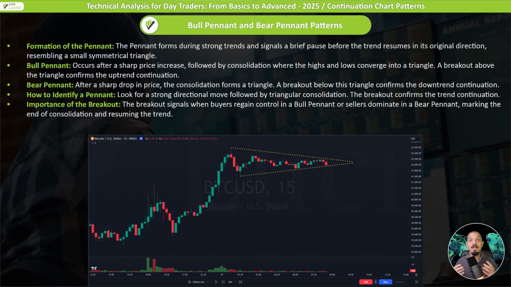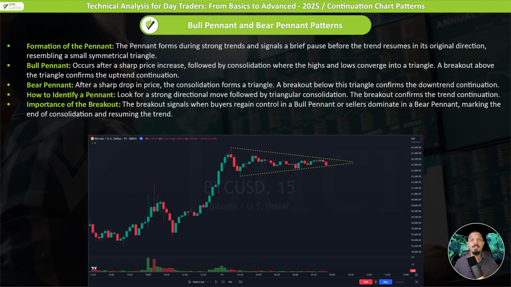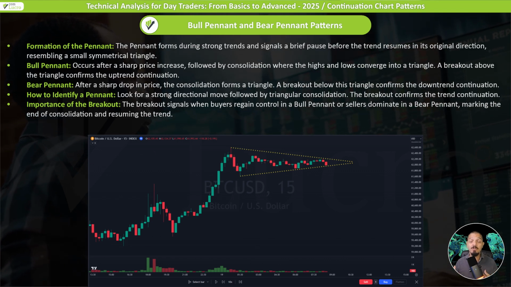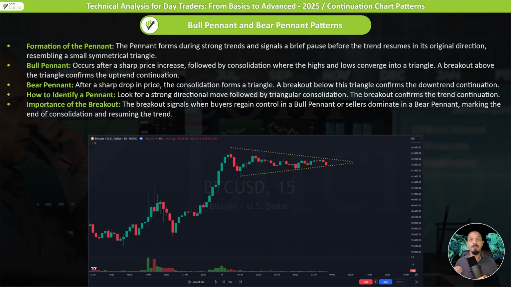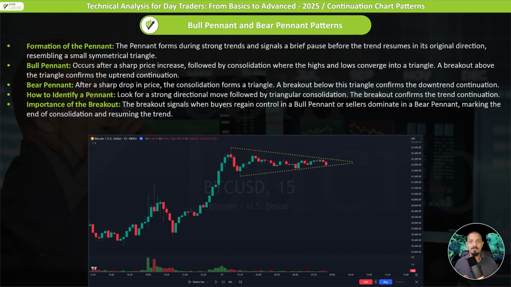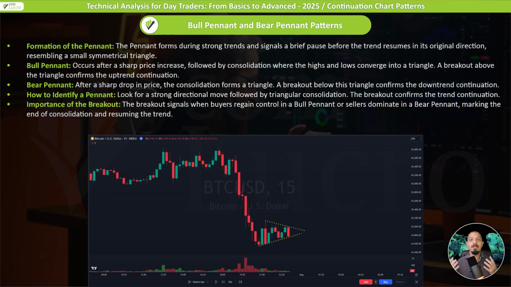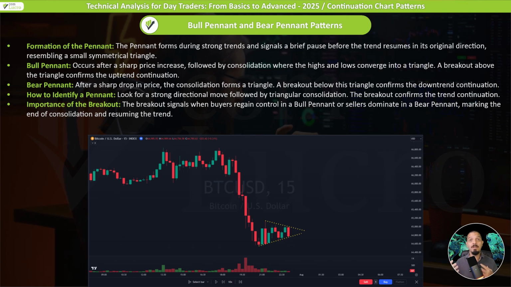In the case of a bull pennant, the formation occurs after an upward price movement. First, there is a sharp price increase, creating the flagpole. Then the price enters a consolidation phase where the highs and lows converge, forming the triangle. A breakout above this triangle confirms the continuation of the uptrend. For a bear pennant, the same principle applies, but in a downtrend. After a sharp drop, the price consolidates into a triangle before breaking downward to resume the bearish movement.